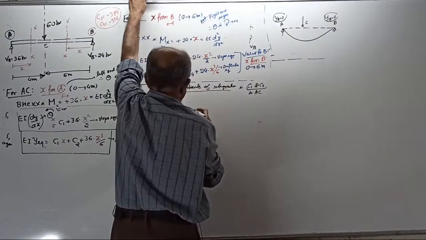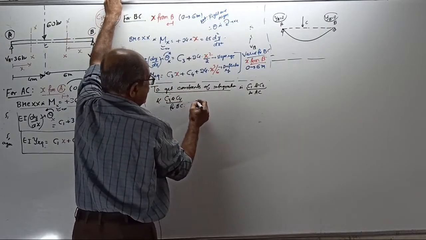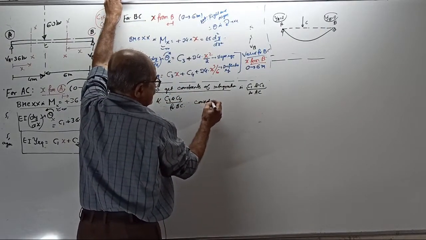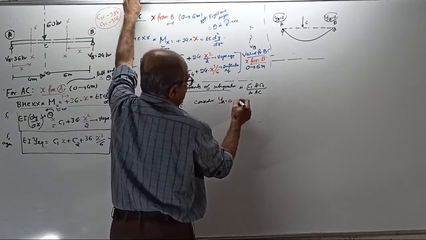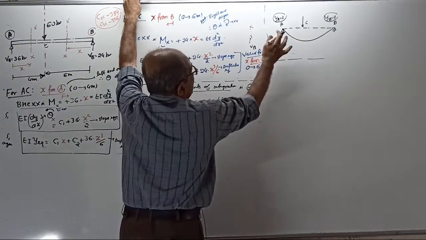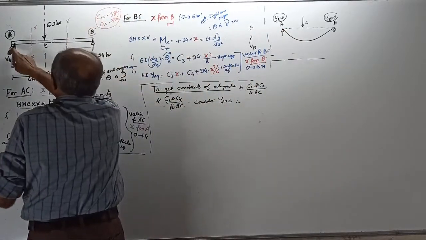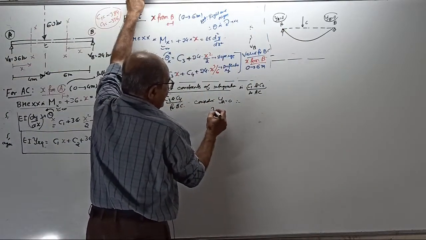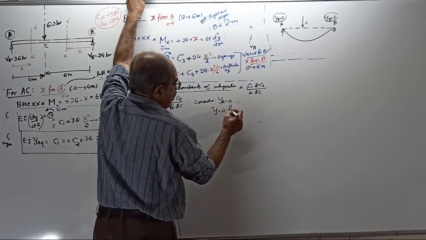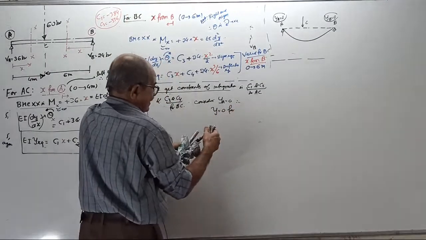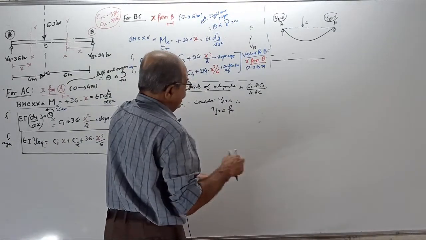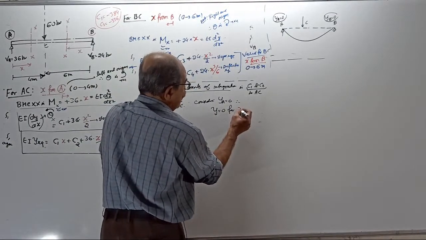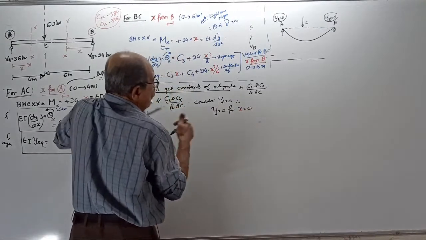Start. First, consider Y at A equal to 0. That means Y at A means what? Somewhere here. Therefore, Y becomes 0 for X equal to 0. X equal to 0, very important.